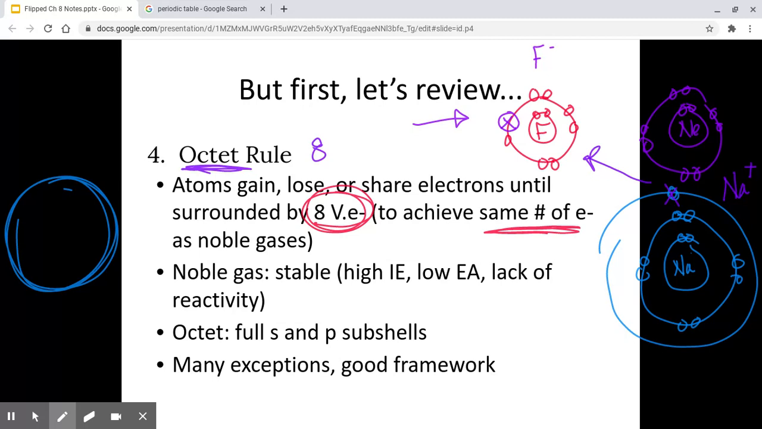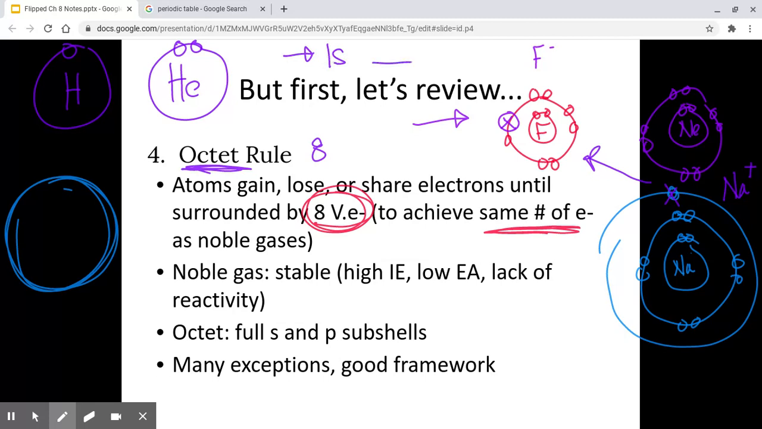The only 2 elements that break the octet rule are hydrogen and helium, because hydrogen and helium have only 1 energy level, and that 1 energy level is the 1s energy level, which can only hold 2 electrons. And so hydrogen and helium have a duet rule. Everything else has an octet rule where the s and p subshells are completely filled.